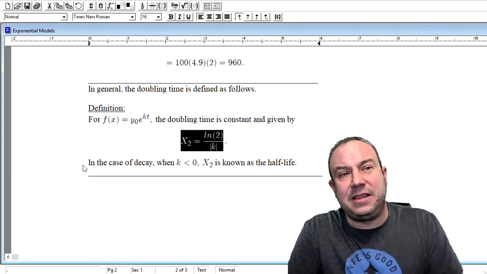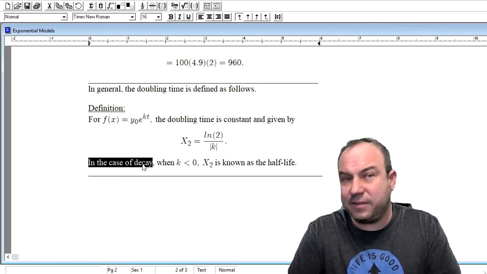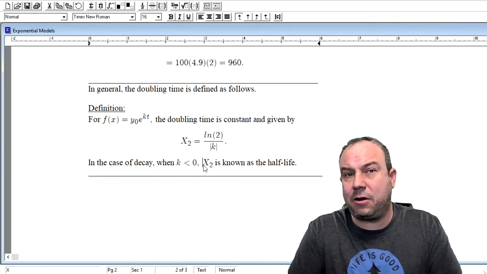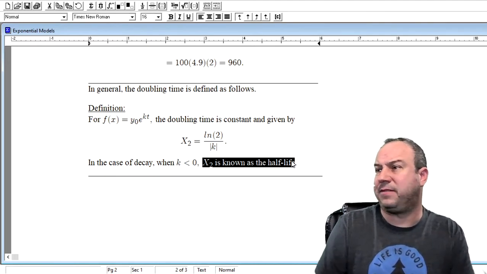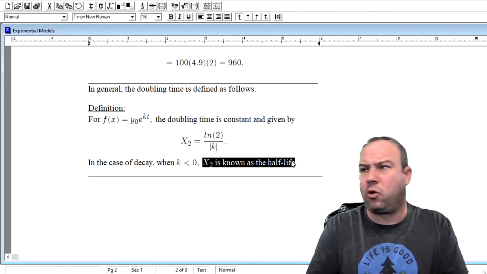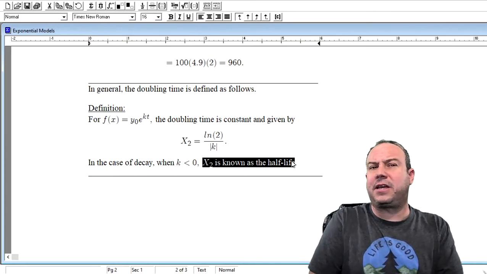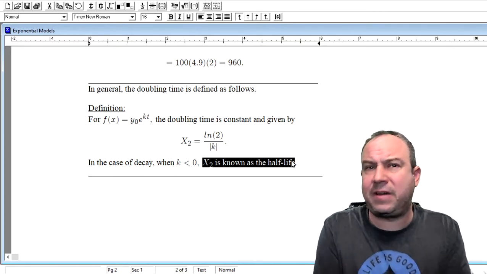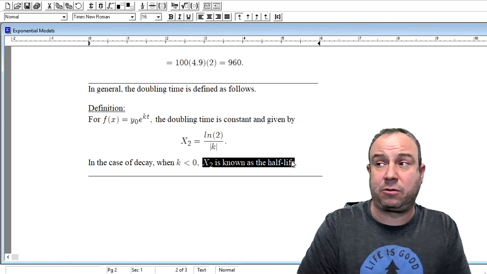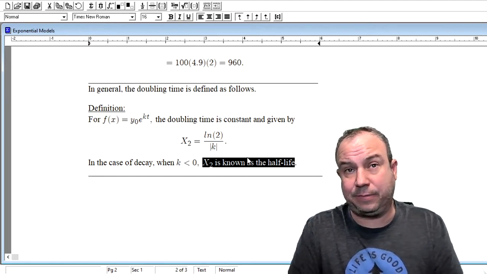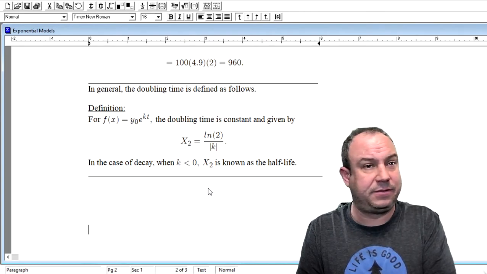All right. In this case, the decay. If we want to talk about decay, in the case of decay, when k is less than 0, x sub 2 is actually then known as the half-life. It would be the case for half-life. Either doubling time or half-life, with time for it to cut in half in the case for decay. But in either case, it's just going to be the ln of 2 over the absolute value of whatever your rate constant is for the case of either exponential growth or exponential decay. All right? In the case of decay, we don't get doubling time, we get half-life.